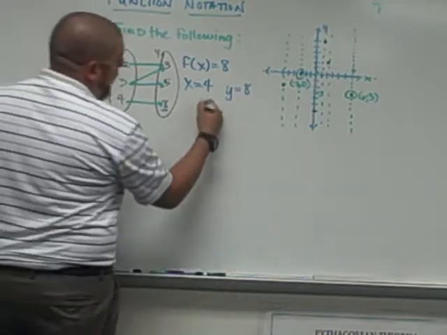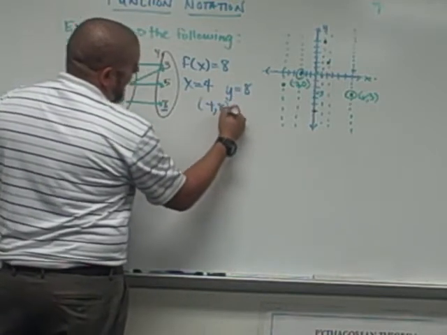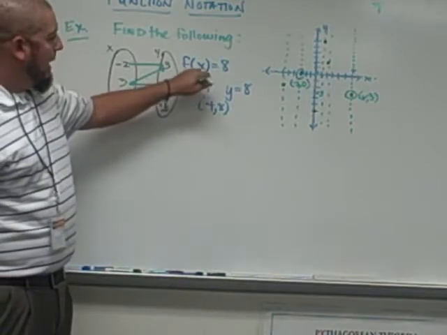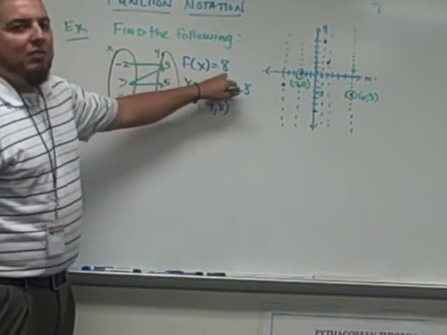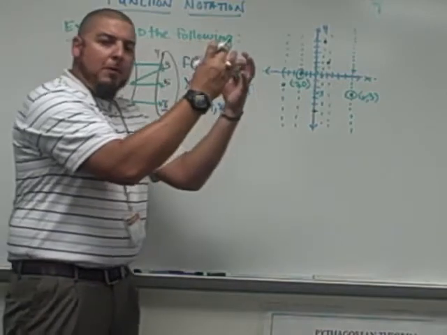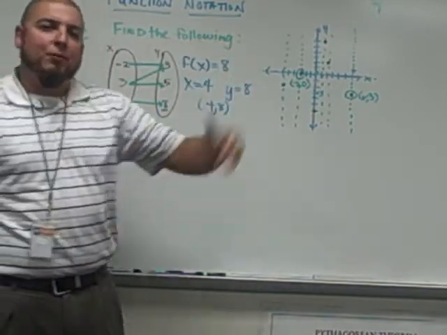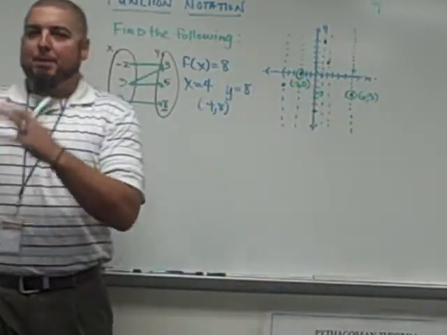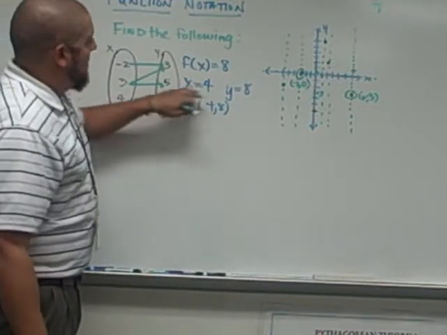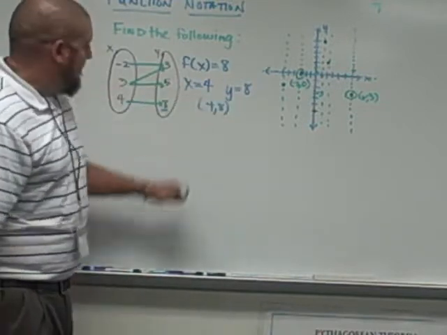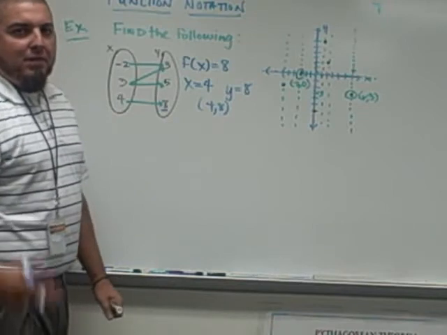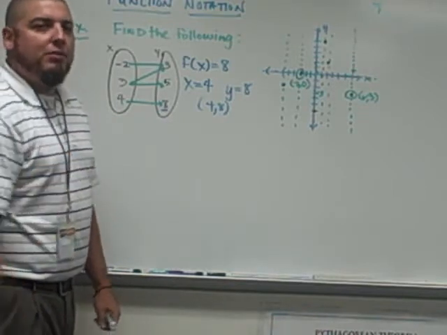And again, you could write an ordered pair, 4, 8. So when x is 4 here, it's going to give you an 8. When I input 4, I'm going to output 8. Input for independent, output for dependent. Okay? So that's when x is 4, y is equal to 8. Any questions on that? If you have any questions, write it down so you can come see me in tutoring.